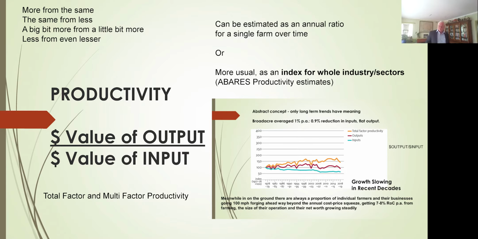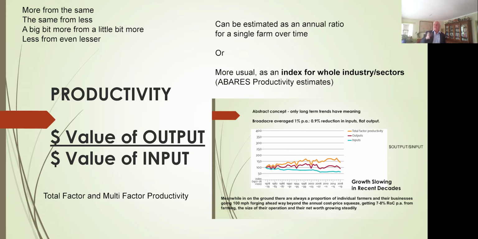Let me move on to productivity, because we've all got some idea of productivity. It's a ratio. We know that. It's some ratio of output to input. We measure it as dollar value of output over dollar value of input, with the idea that we're getting more from the same, or we're getting the same from less, or we're getting a bit more from a little bit more, or less from even less. And it can be estimated as an annual ratio for a single farm, or more usually, as ABARES does it, as an index for the whole industry, the sectors, where over time you collect data, you value the inputs, you value the outputs, express it as a ratio.